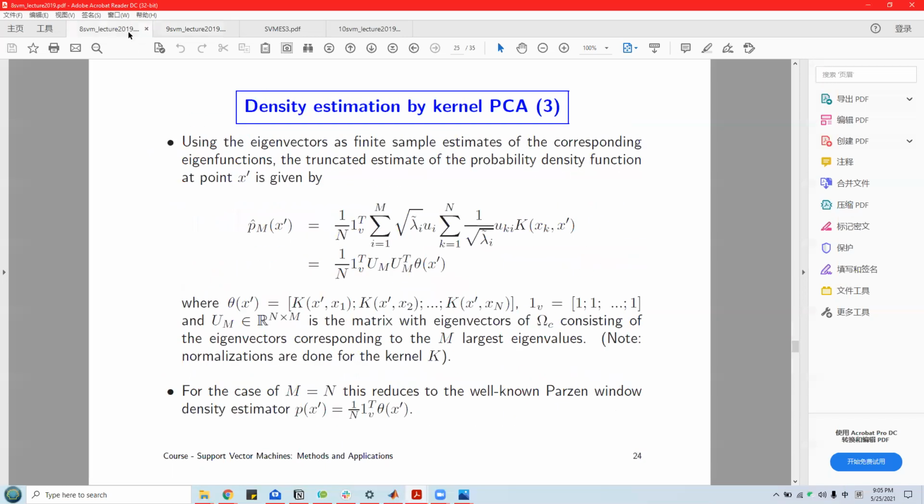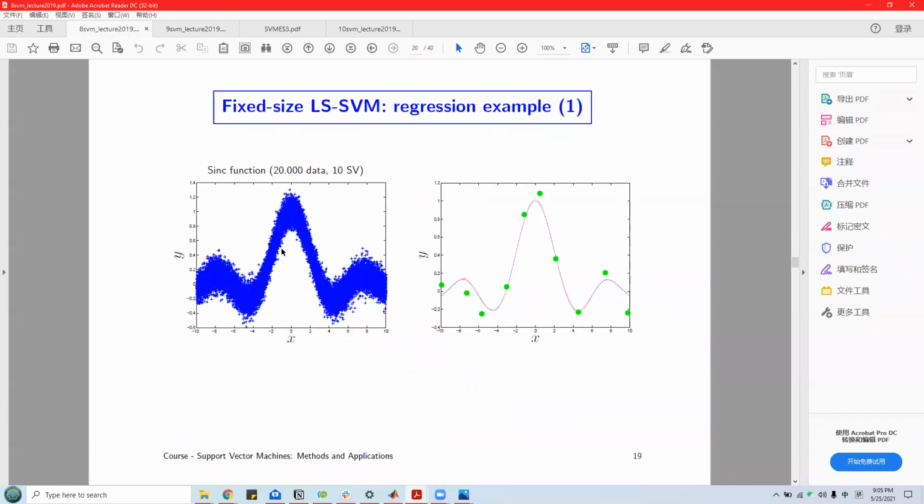So for example, you're getting a lot of data sets, like 20,000 for this function, like regression. But then with this fixed-size SVM, you just choose how many points, like 10 points, from the original data set. And you can tell it's representing a lot of the characteristics of it. You get like 10 support vectors for this, basically.